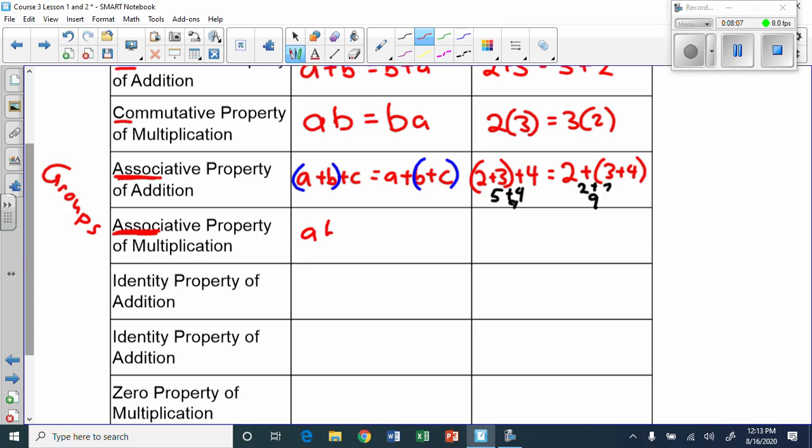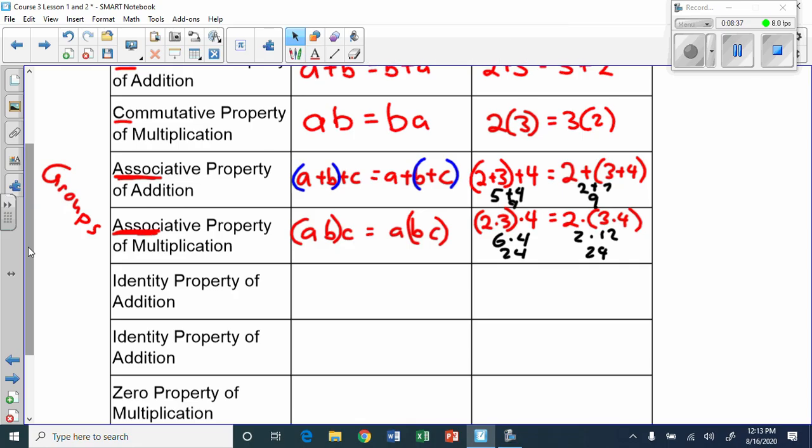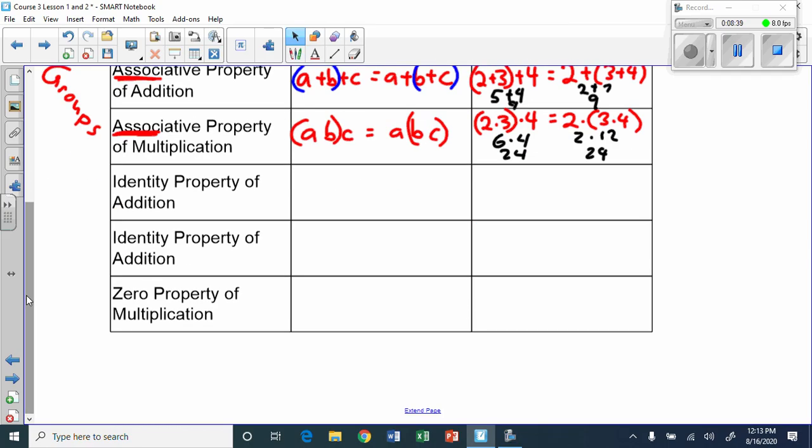The associative property in multiplication is the same thing. So here I have (A × B) × C = A × (B × C). The order doesn't change, but I'm going to change my groups. So in multiplication, (2 × 3) × 4 = 2 × (3 × 4). Following the order of operations, 2 times 3 is 6, times 4 is 24. And 2 times 12 is 24. So it works the same.